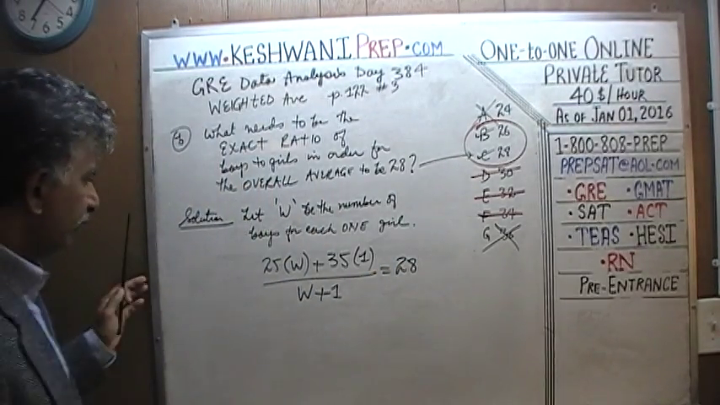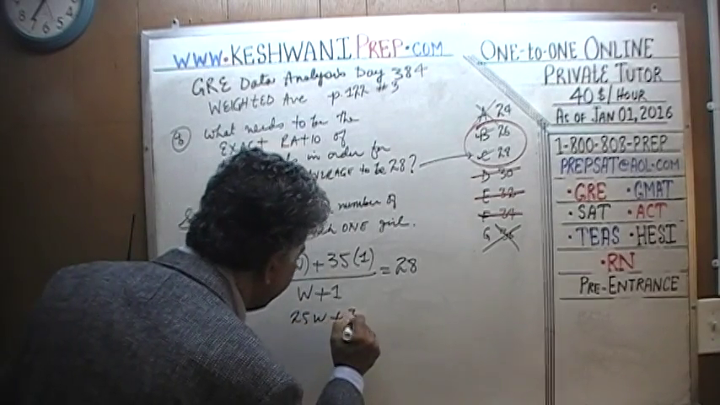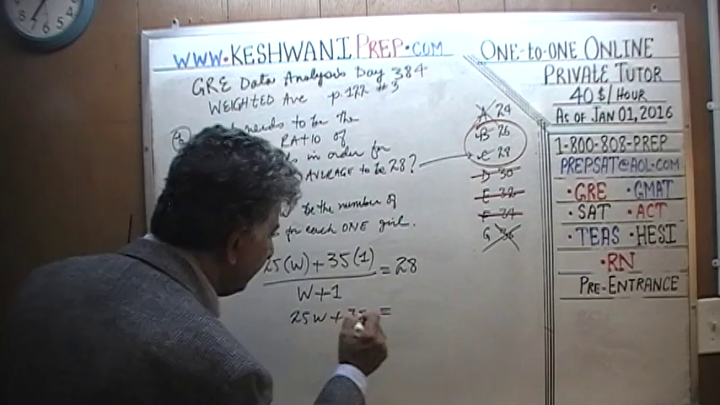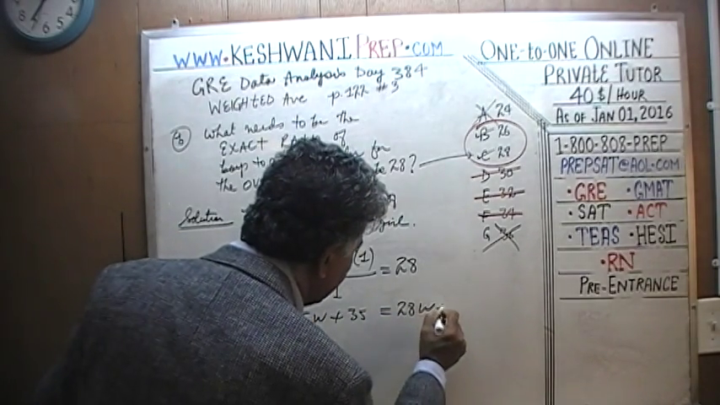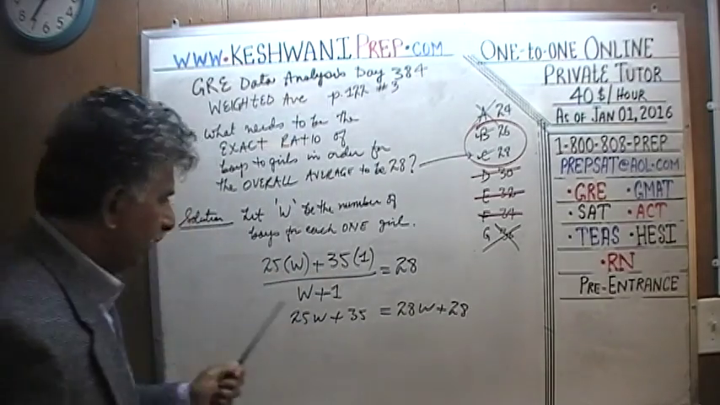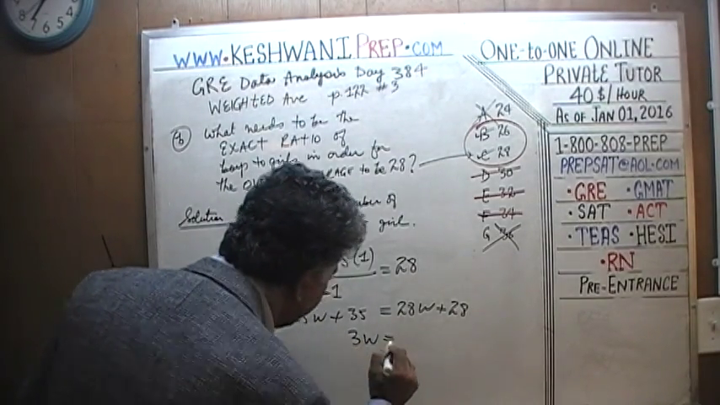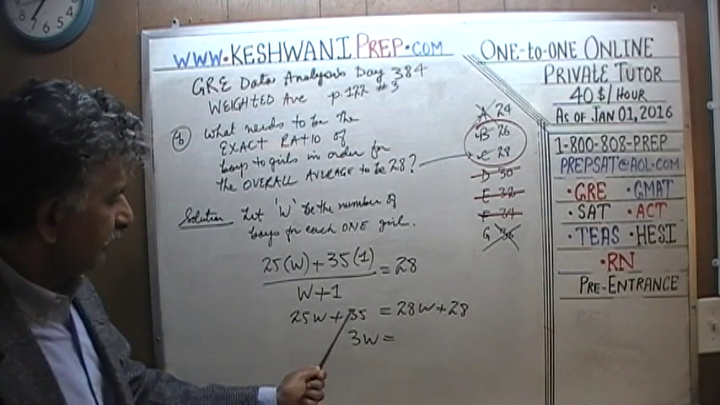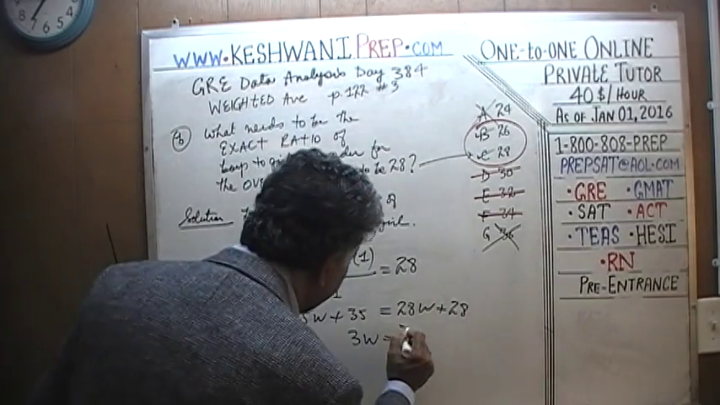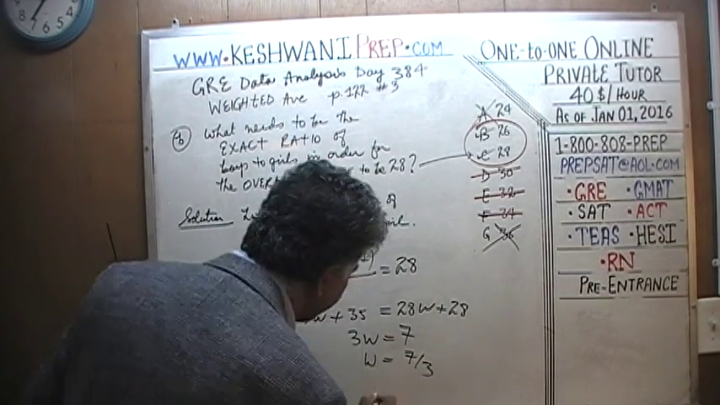Let's continue, we're almost done. So 25W plus 35 has to equal 28W. If you were to cross multiply, 28W plus 28, and we're done. Bring 25W over, we get 3W. 3W equals, bring 25W there and bring 28 here, 35 minus 28 is 7. Oh, I said 3/7. It turns out it's 7/3.